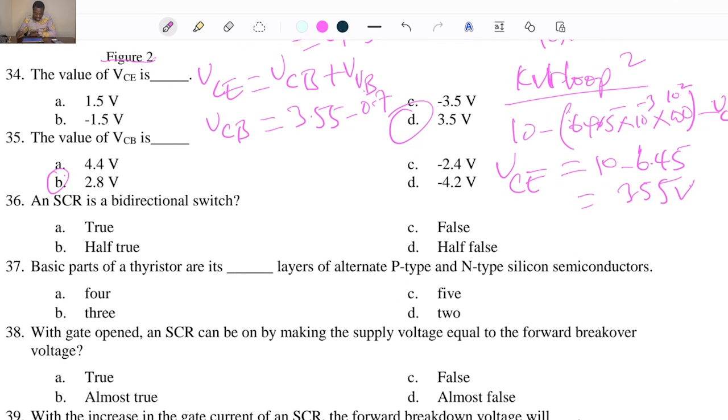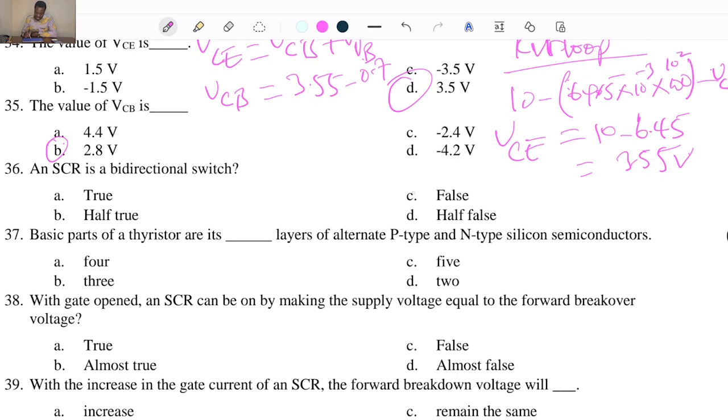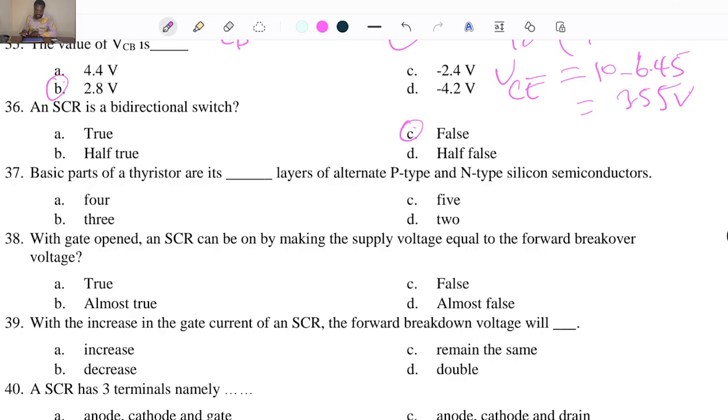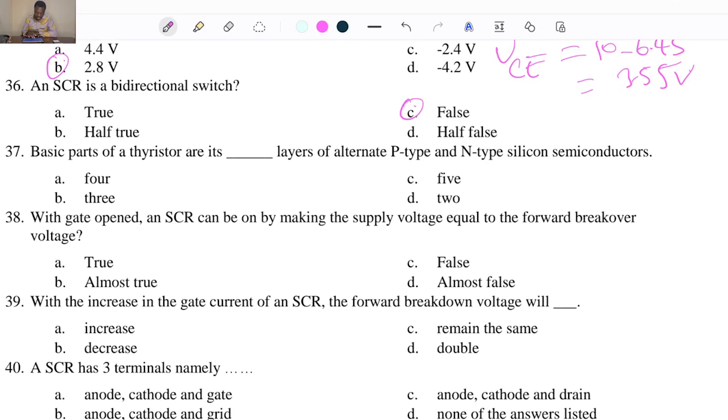Moving forward to question 36. A silicon control rectifier is a bidirectional switch. So this is going to be false. This is one direction. It's just similar to a diode, right? So we have one direction.